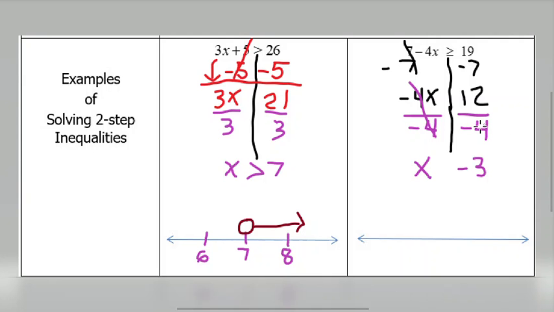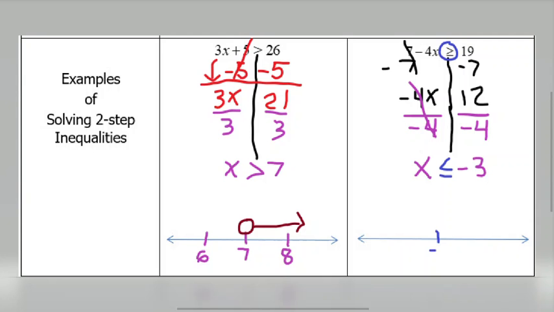All right, but I divided it by a negative. Remember my special rule, when you divide by a negative, you have to flip your sign. So my original sign was greater than or equal to. So that means I have to flip that. The opposite of greater than or equal to is less than or equal to. And now that is my final answer. X is less than or equal to -3.